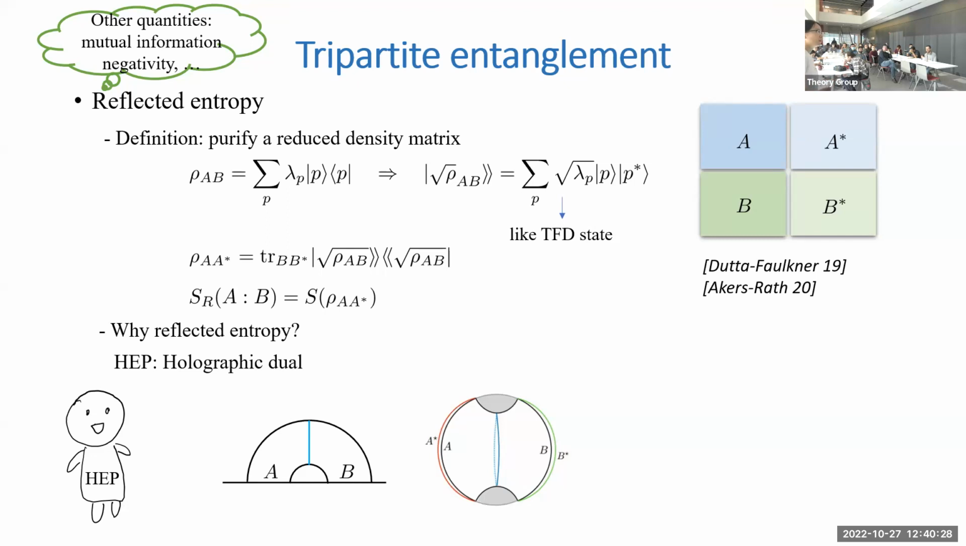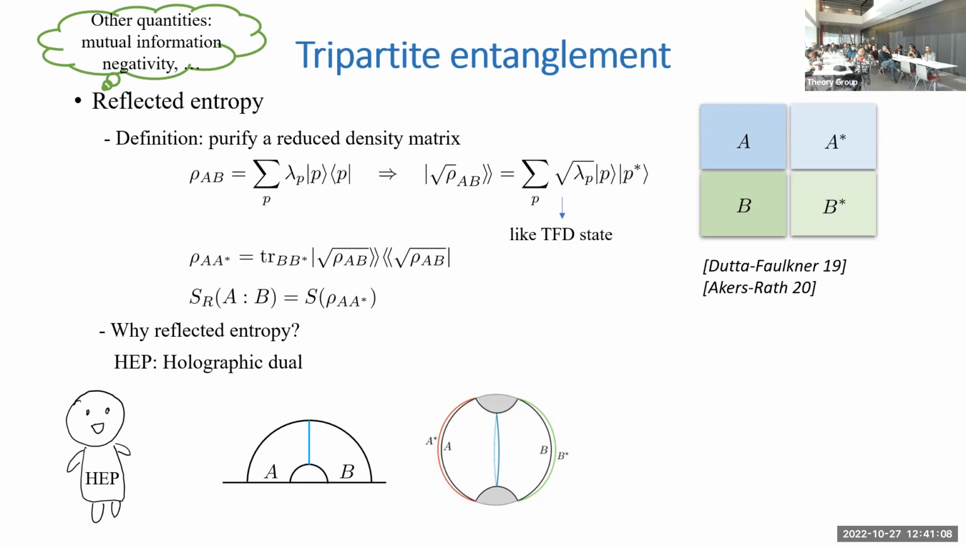So basically, the reflected entropy is related to the purification of a reduced density matrix. Suppose we start from a reduced density matrix supported on A and B, and we do the eigendecomposition. That is the first step here. And then after that, we first take the square root of the lambda, and then we split the state into a second copy of the Hilbert space.